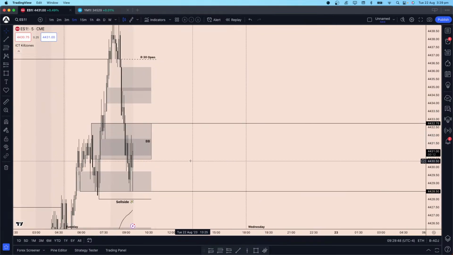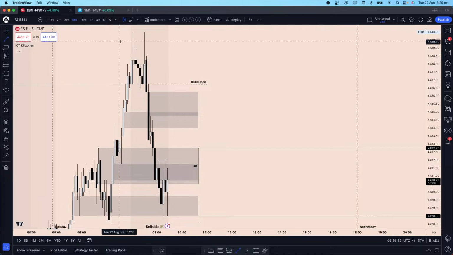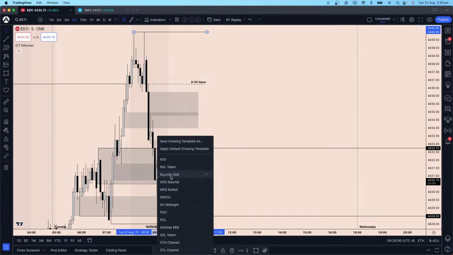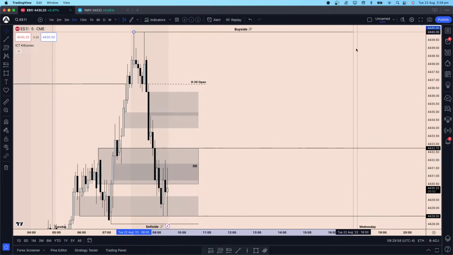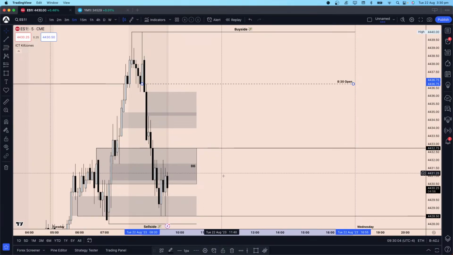Alright, 10 seconds to go. Let's watch that New York Open. And of course, we also have buy side above these perfect equal highs. Current high of the day. Buy side, that's the 8:30 Open. Note that the 8:30 Open lines up with that previous day high buy side.